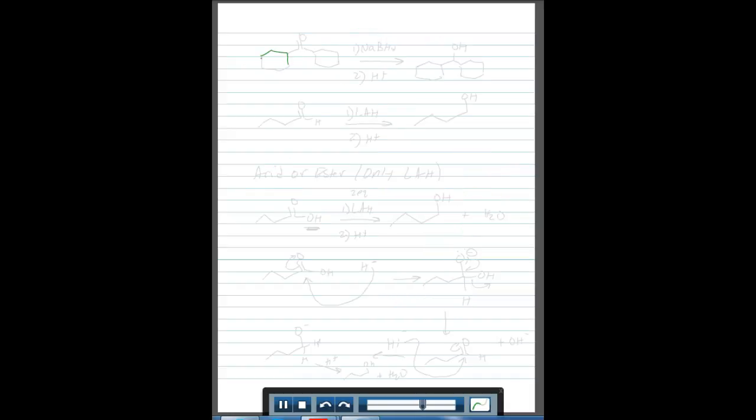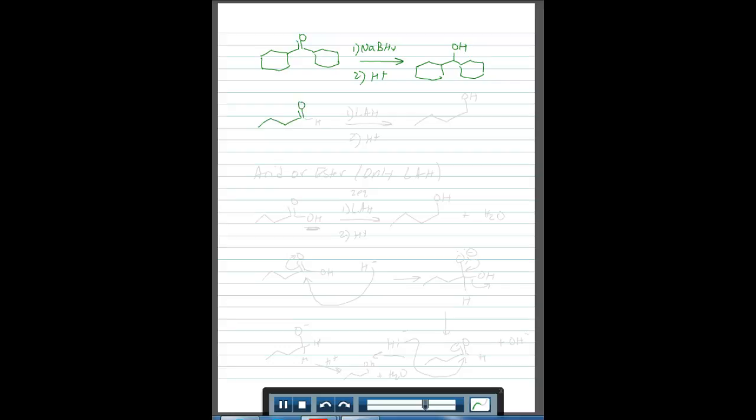Okay? Another example, let's look at a ketone. So if you have a ketone, add sodium borohydride, and then add H plus, and you can get the alcohol. I'm not going to write the hydrogen in, but we know the hydrogen added. You can do the same thing with LAH. Okay, you can do the same reaction.